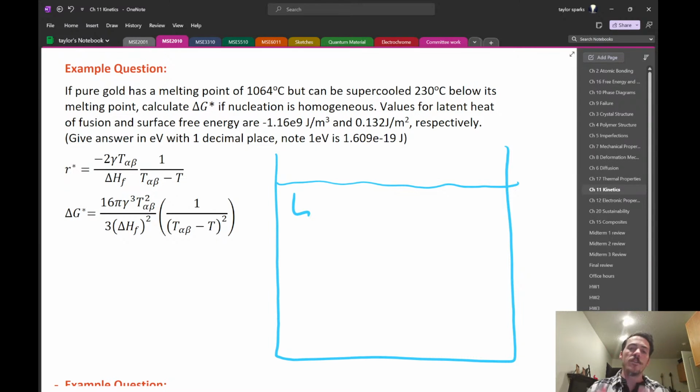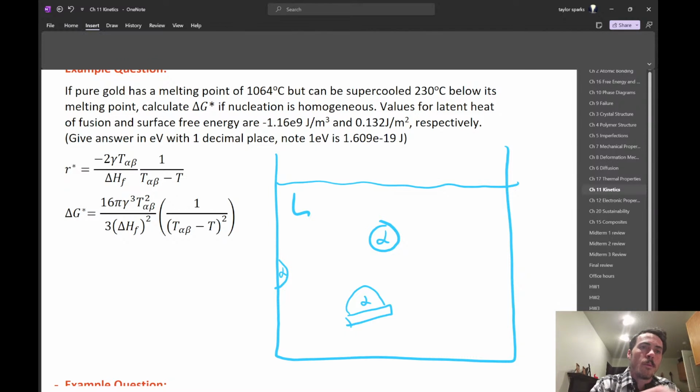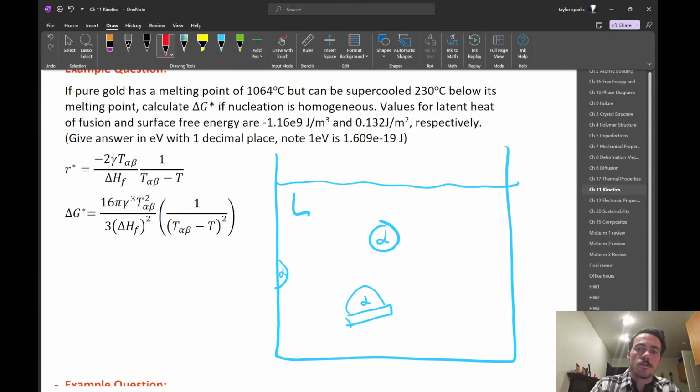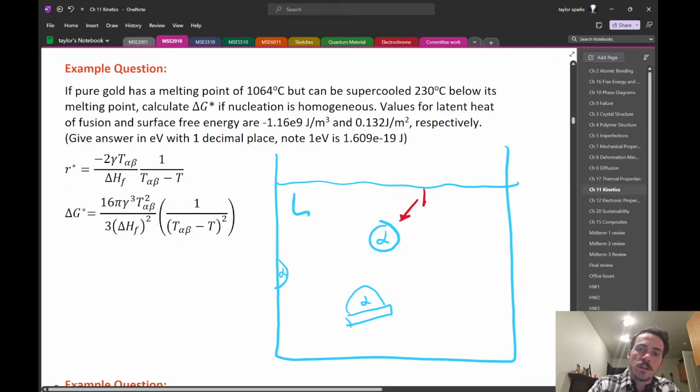It can happen right in the middle of the liquid, forming a little sphere of solid. Or it could form along a surface, or maybe along an impurity. All of those things can happen. When we talk about homogeneous versus heterogeneous nucleation, this one is homogeneous, and the other two would both be examples of heterogeneous nucleation. That is the difference there.